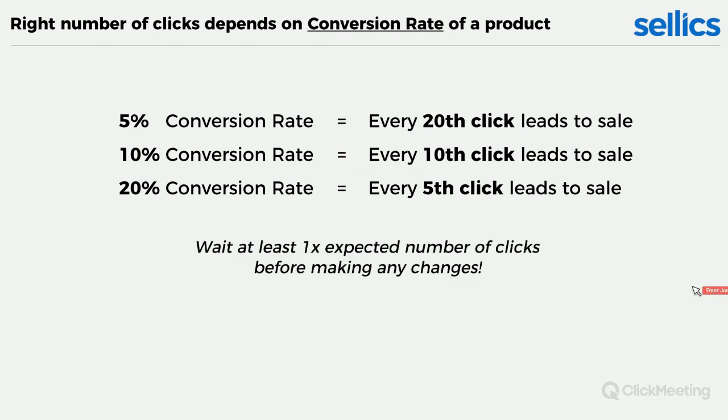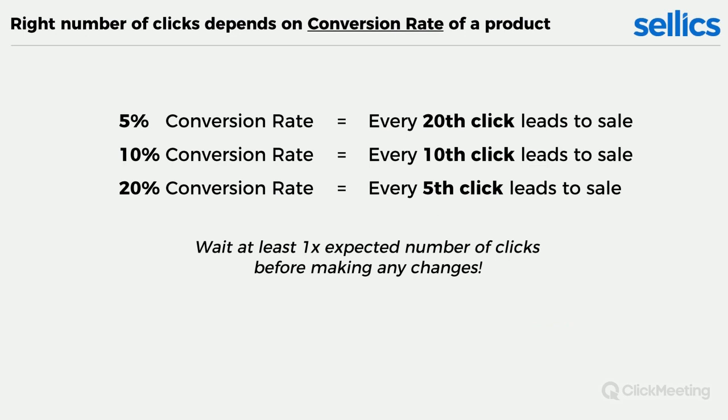Now, what we suggest is that you wait at least 1 times the expected number of clicks before making any change. So if you have a 5% conversion rate, we suggest you wait at least 20 clicks. If you have a 10% conversion rate, we suggest you wait at least 10 clicks. And if you have a 20% conversion rate, we suggest you wait at least 5 clicks. And why are we suggesting this? Well, basically, it's very easy.